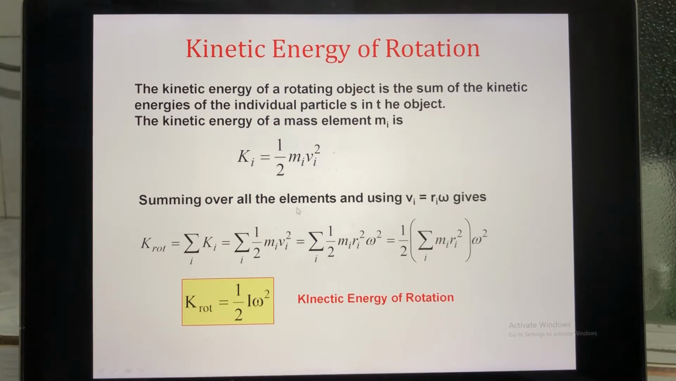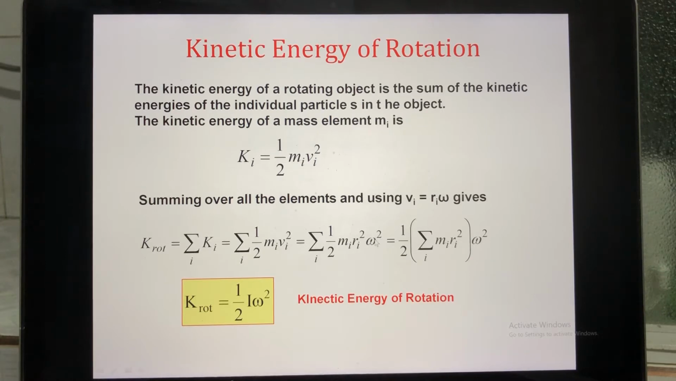Now if I want to consider the door, I have to sum all the particles on the door like this. Next, take a look here. If here I write a linear velocity, remember we have the relation between linear velocity and angular velocity like this: v equals r times omega. So here, I don't write v, I write r times omega and square them, because here I have a v square. Next, 1/2 is a constant, I move it out from this sum.